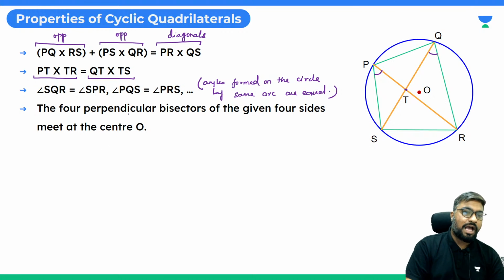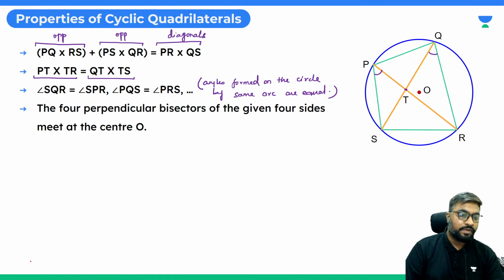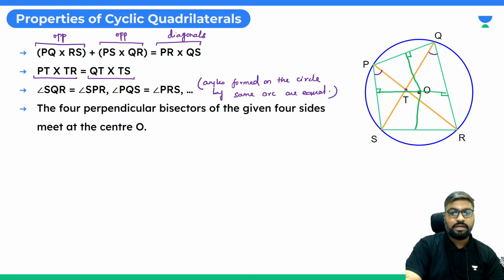And the perpendicular bisectors of the four sides always meet at the center. So if I were to draw perpendiculars from O to this side, the same way O to this side, O to this side, and O to this side, they'll always meet at the center. Okay, done.